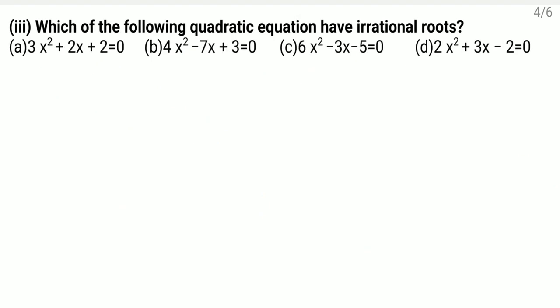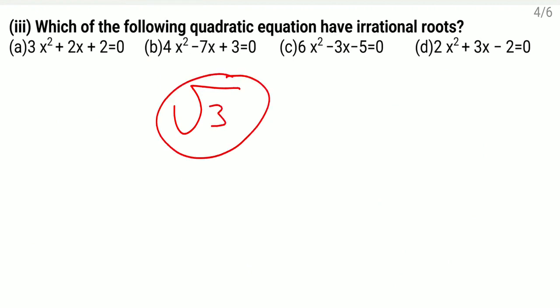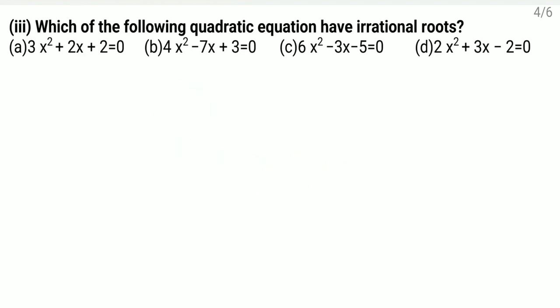Question number 3. Which of the following quadratic equations have irrational roots? Now they are saying irrational roots, that means the root sign is supposed to be there, then only an irrational number will be there. Suppose I am saying root 3, this is an irrational number. That means our D should be greater than 0 and D should not be a perfect square. If it is a perfect square, this root sign will not be there. So two qualities should be there: D should be greater than 0 and it should not be a perfect square.